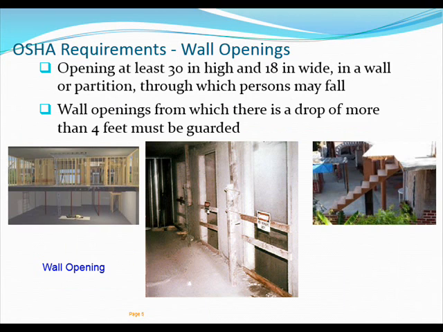OSHA requirements: wall openings. An opening at least 30 inches in height and 18 inches wide, in a wall or partition, through which a person may fall. Wall openings from which there is a drop of more than 4 feet must be guarded.